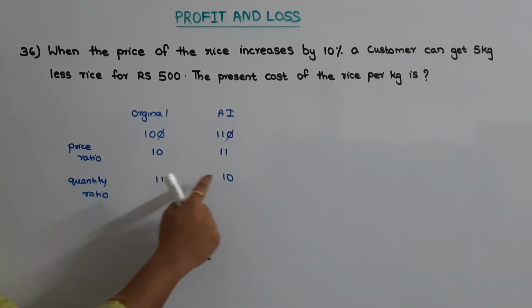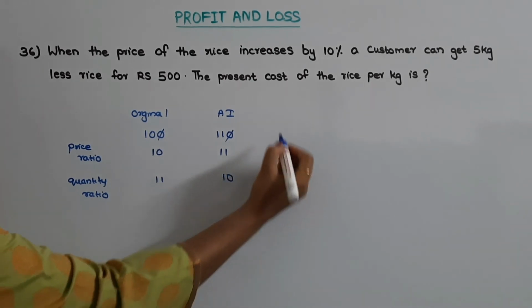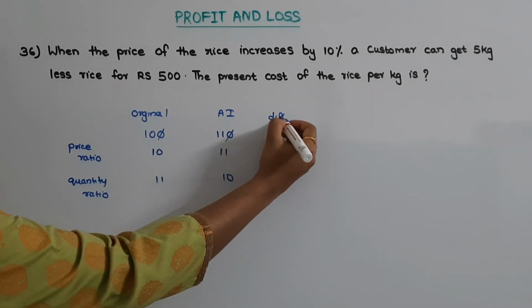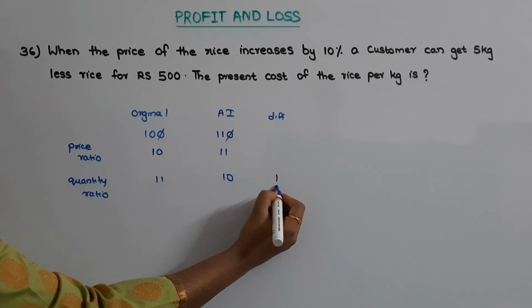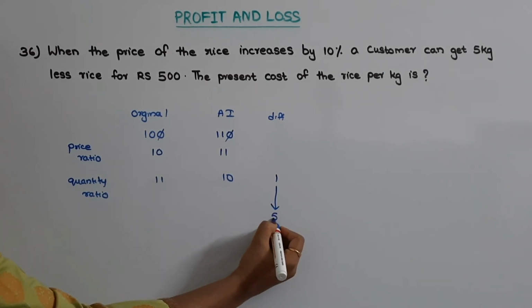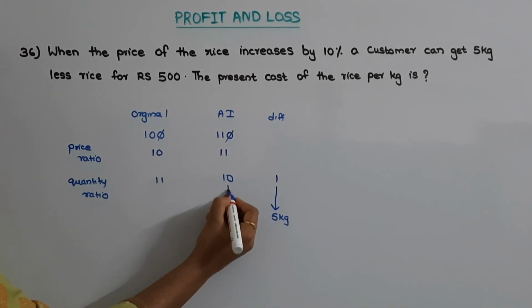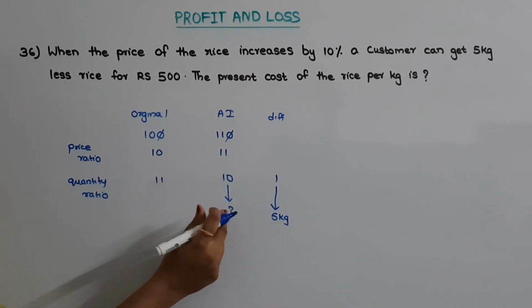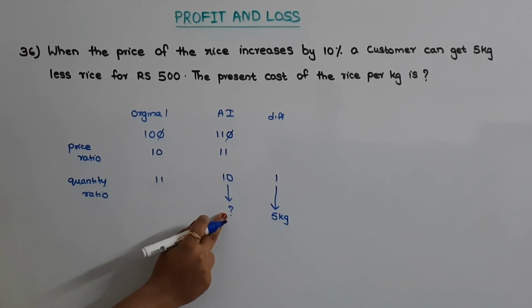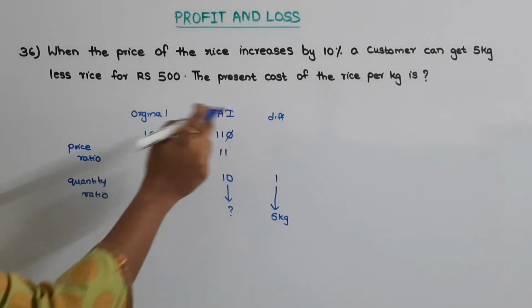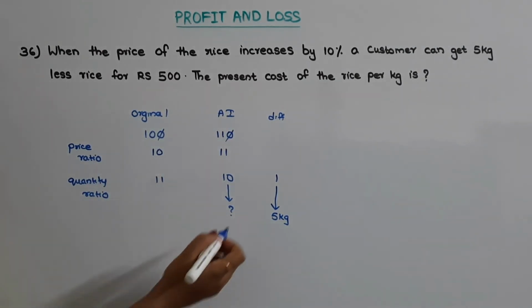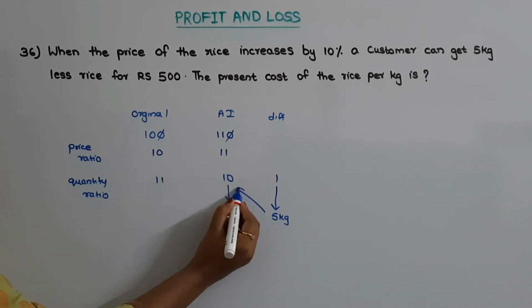So let us first find out what is the difference in the ratio of these quantities. That will be 11 minus 10, that is 1. So difference in the quantity ratio is 1. And the difference in the quantity is given in the question as 5 kg. So we can represent this 1 as 5 kg. Then what will be the value for this 10? On finding this answer, we will get the quantity of the rice which a customer gets after the increase in price. So this we can find out by cross multiplying.